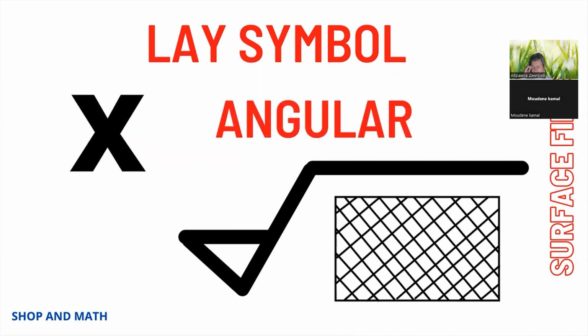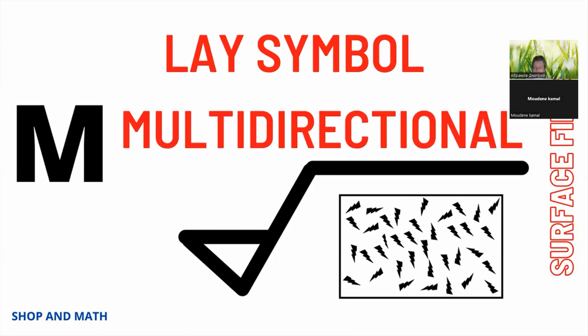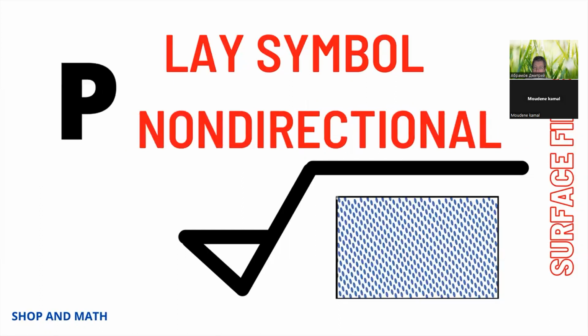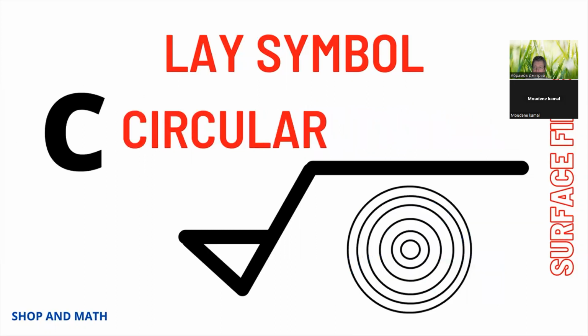Lay symbol angle. Cross in two slant directions relative to a plane of projection of the view in which the symbol is used. Basically, it looks like the cross section of a honed cylinder. Lay symbol multi-direction. An example of this finish would be the bottom of a pocket that was machined by an end mill. Bunch of cross swirls. Lay symbol non-directional. This is usually produced by an EDM machine or a sandblaster. Lay symbol circular, approximately circular relative to the center of the surface to which the symbol is applied.